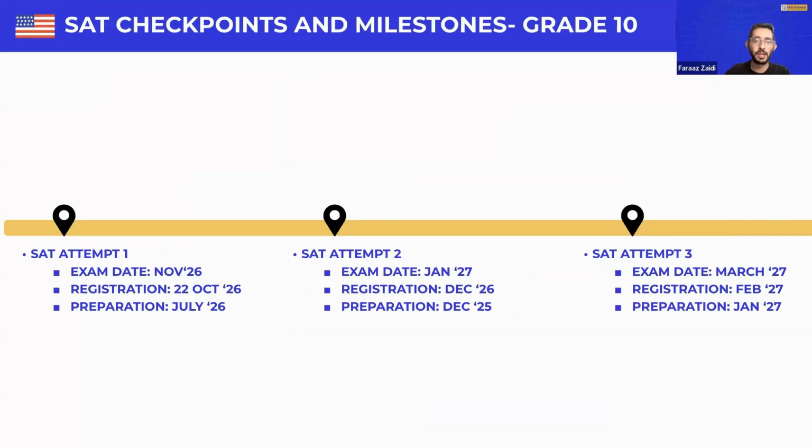These are various checkpoints you could look at if you're a student currently in grade 10. If you're in grade 10 today, your first SAT attempt will not come this year, but next year, in November of 2026. The registration would be around 22nd October of 2026, and preparation would run from July 2026 and beyond. Your second attempt will then happen in January of 2027, and your third attempt in March of 2027.